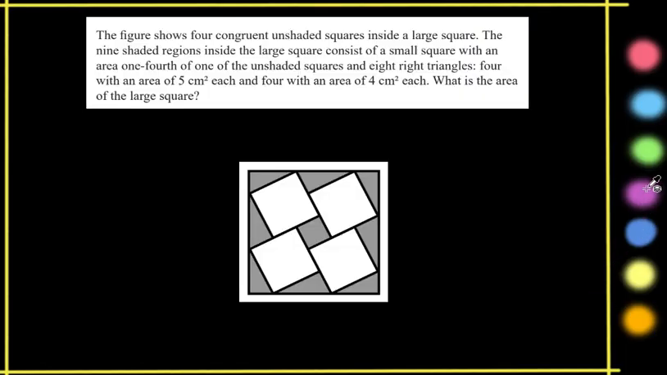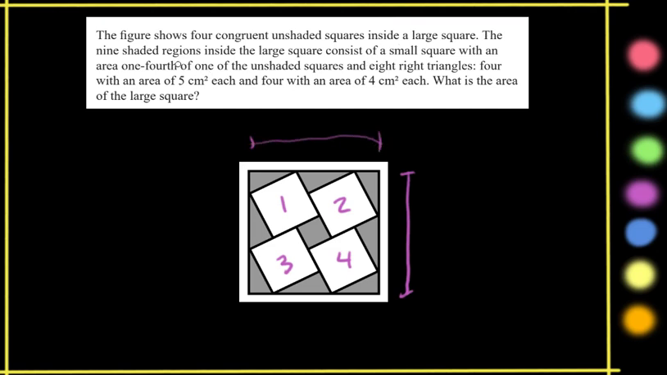Kind of tricky, I would say. This one says the figure shows 4 congruent unshaded squares. Okay, 1, 2, 3, 4. That's these unshaded squares inside a large square. So this is the large square, all the way this whole distance. This is the large square here.